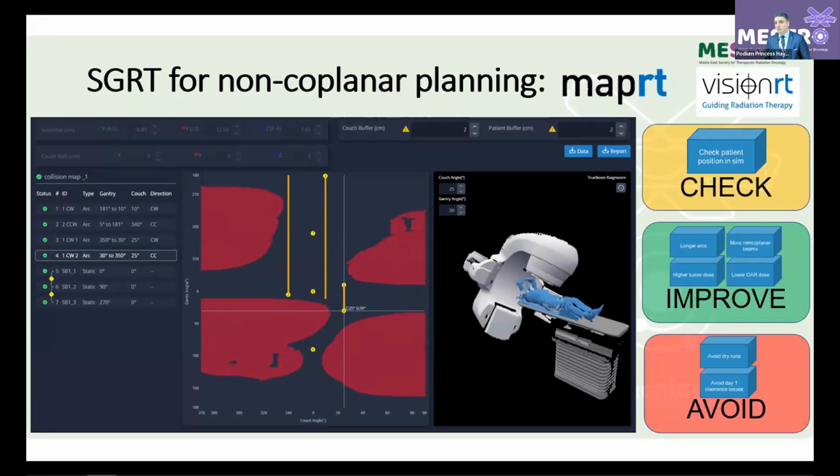You can check your patient position at the sim. You can also avoid any dry runs or clearance issues on day one, as well as improve your plans by going non-coplanar, reducing the organs at risk dose and also increasing the tumor control dose by having more options to deliver the dose from more non-coplanar angles.